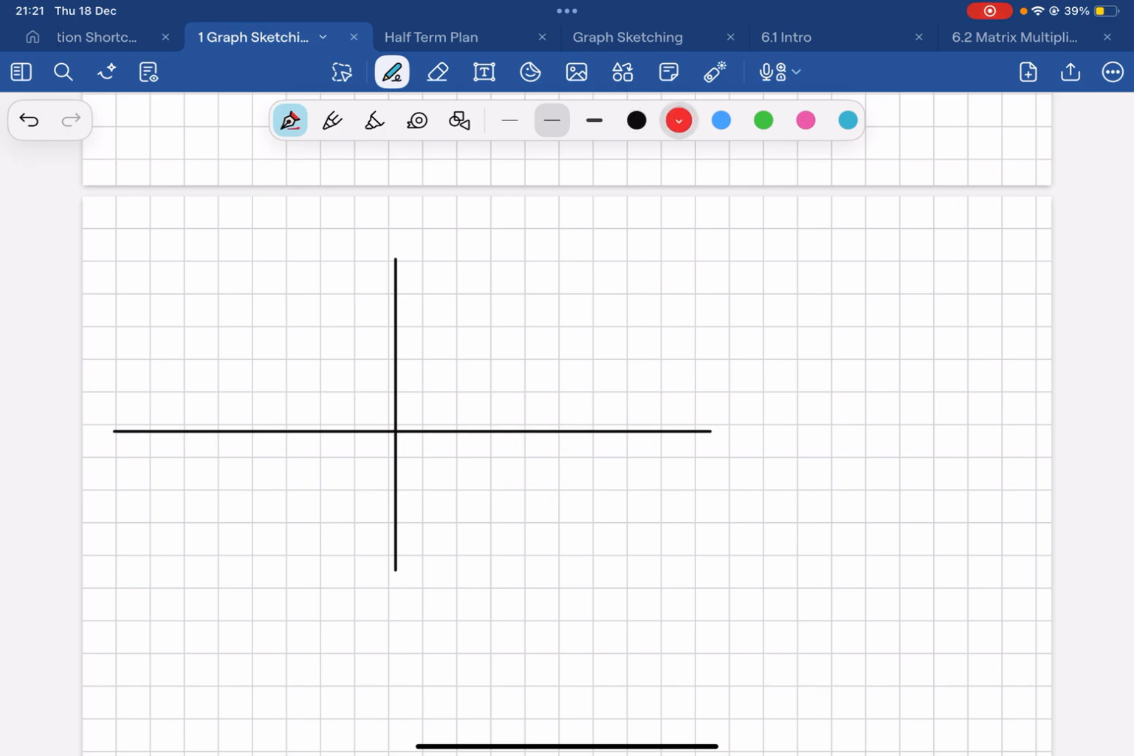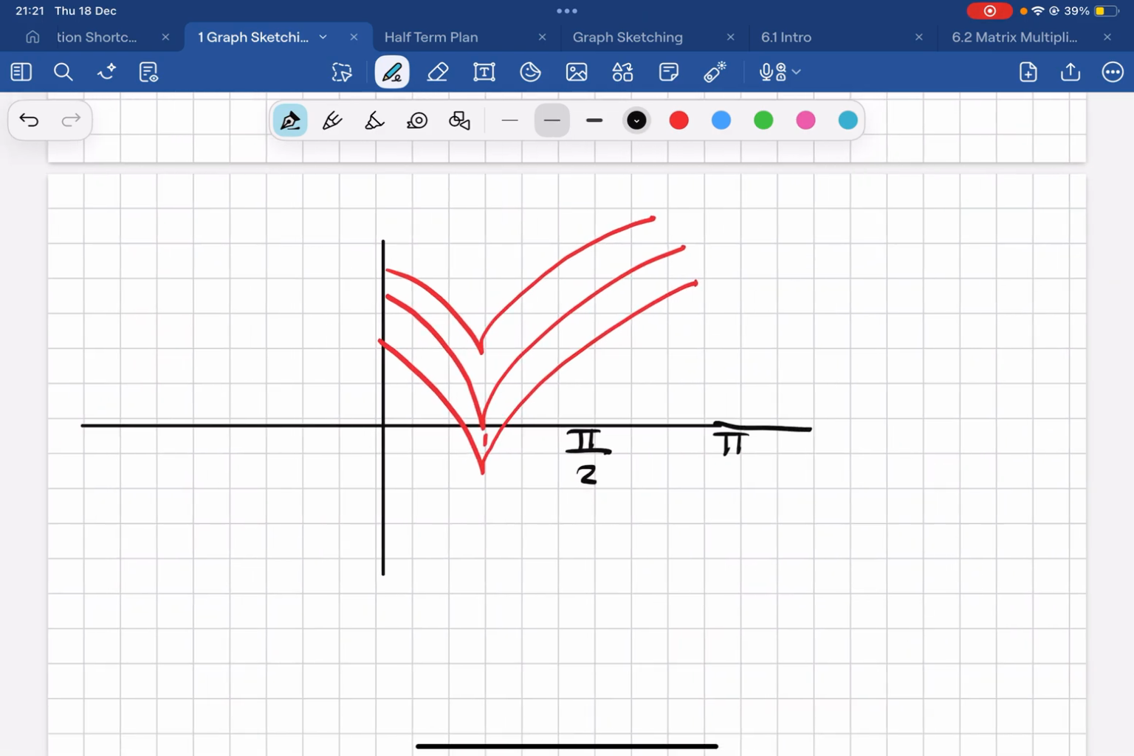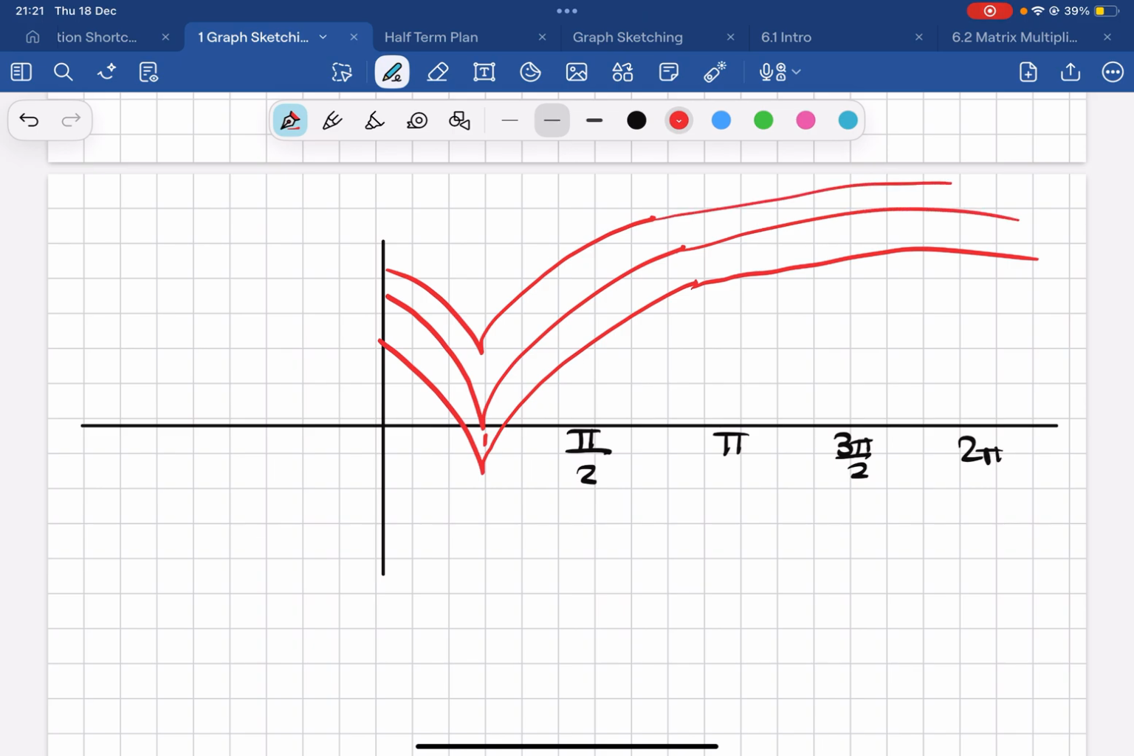So if we draw these out, let's draw this in red, we've got mod ln x, we've got mod ln x -1, and we've got mod ln x plus 1. Should note that this point here is 1, and then all these other points are pi over 2, pi, 3 pi over 2, and 2 pi.